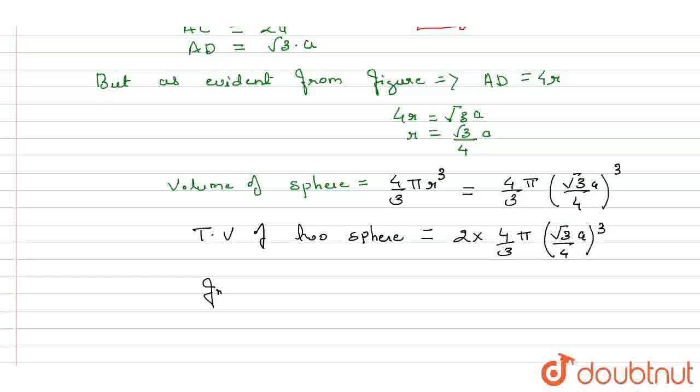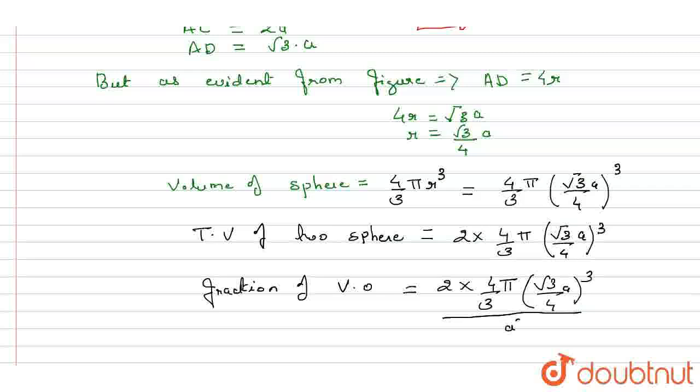Now here we have the fraction of volume occupied. Here we get 2 into 4 by 3 pi under root of 3 by 4A whole cube divided by A cube, because in this case also the volume of unit cell is equals to A cube. Now solving this whole equation, we get the value 0.6805. So from this it is equals to 68%. Now we have the value for BCC is equals to 68%.